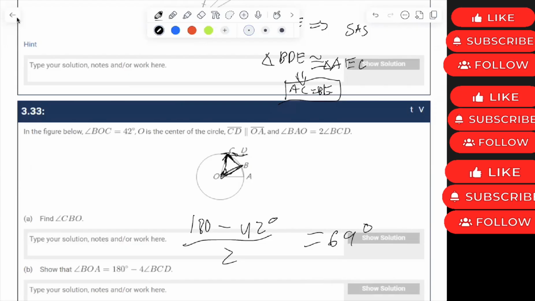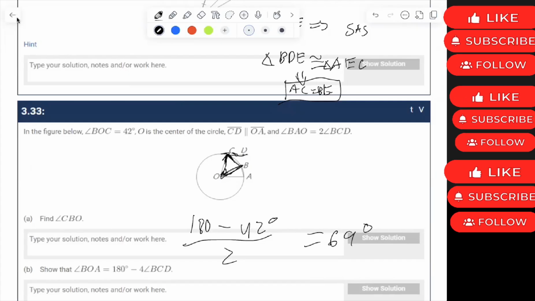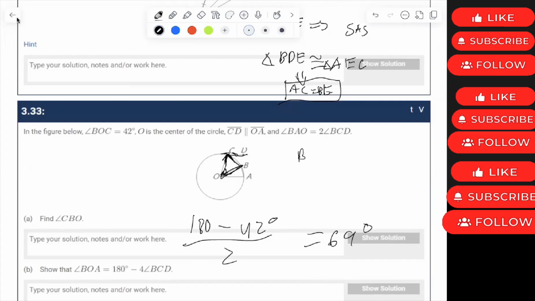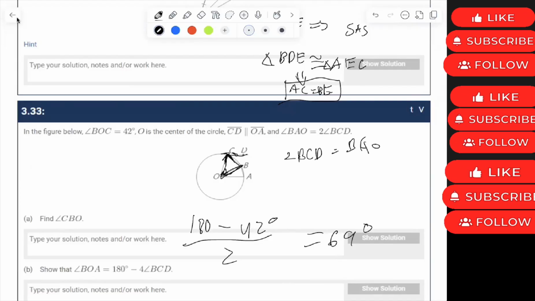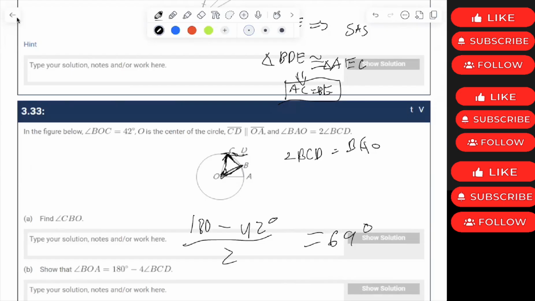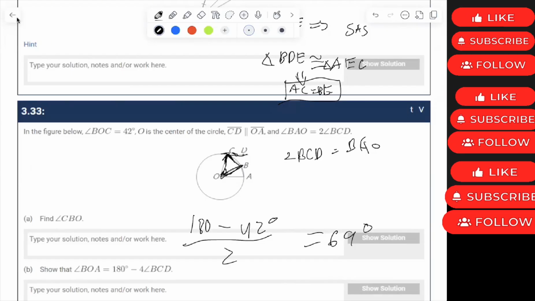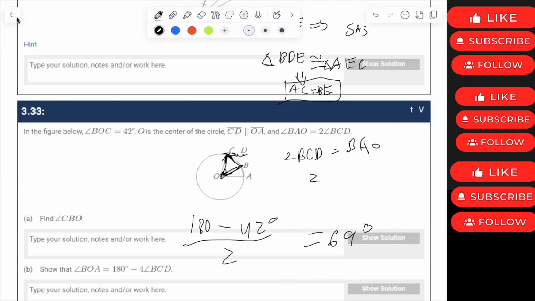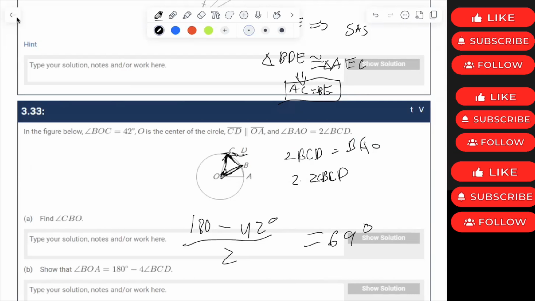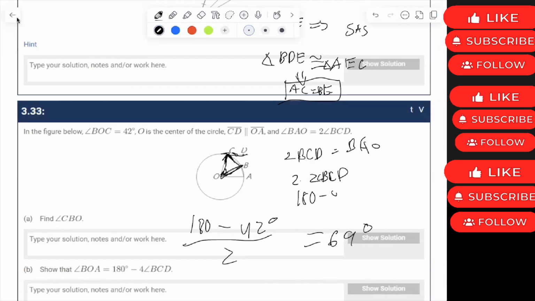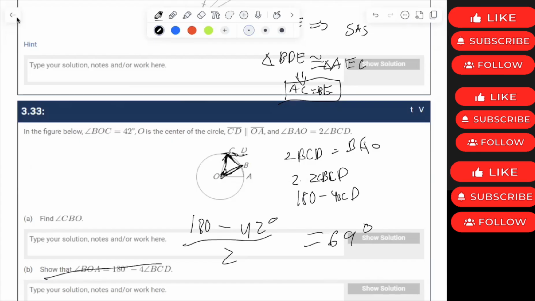The first thing that comes to mind is using isosceles triangles yet again. Since BAO is 2 BCD, notice that OBA and BAO are base angles, and they're the same in this isosceles triangle. So it's going to be 4 BCD, because 2 times 2 is 4. Then you subtract it from 180 to get the vertex angle, and this proves the statement.